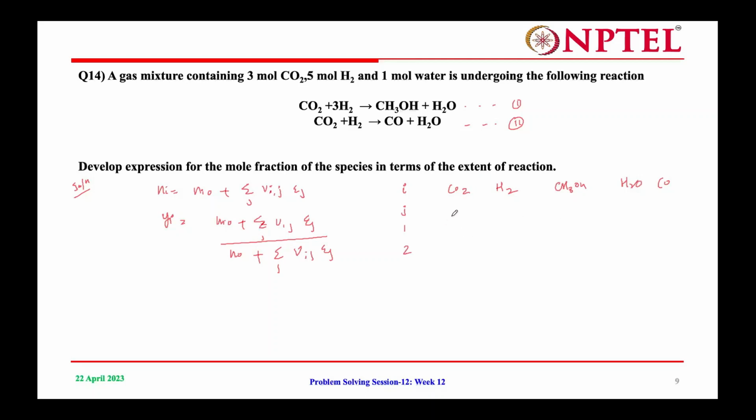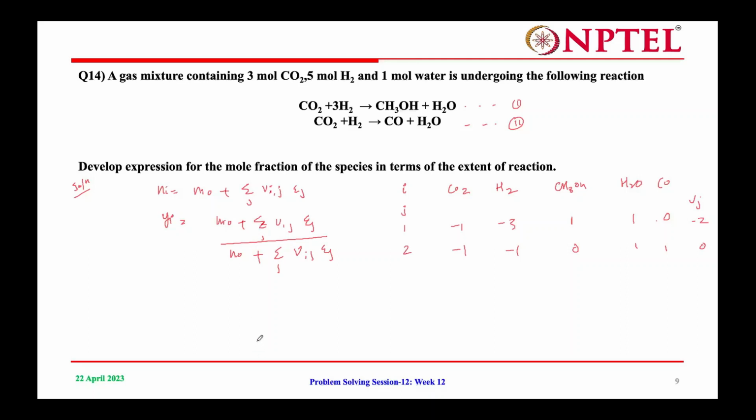Here CO2 is -1, right? And H2 -3. CH3OH is 1 and H2O is 1, CO is 0. And for the second reaction, the CO2 is -1, H2 is -1, CH3OH 0, H2O 1, CO 1. Here is the νj totals, the -2. So -1 -3 +1 +1 is -2, and for the second reaction this gets a 0.